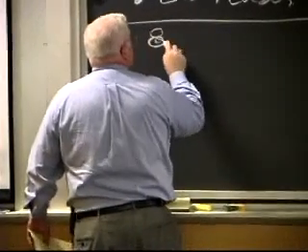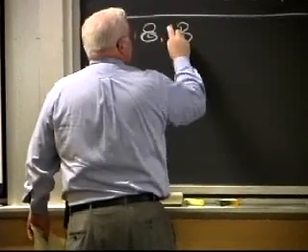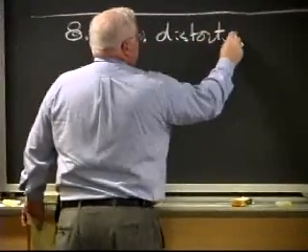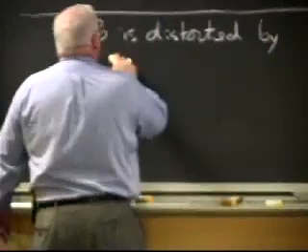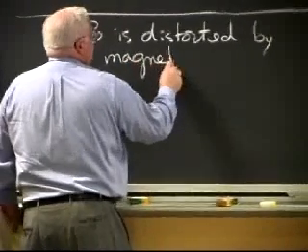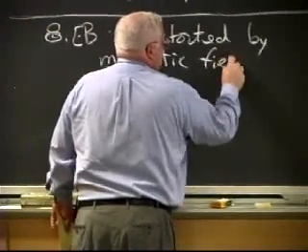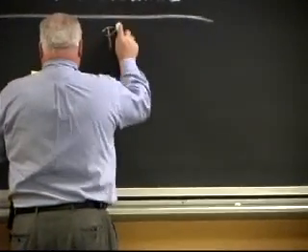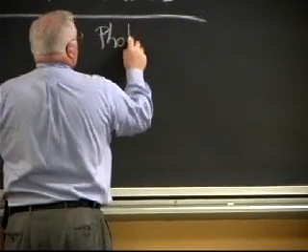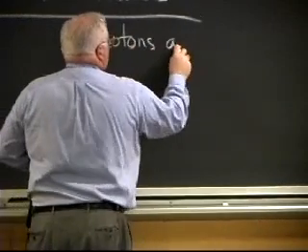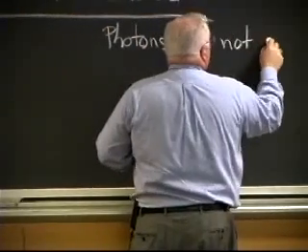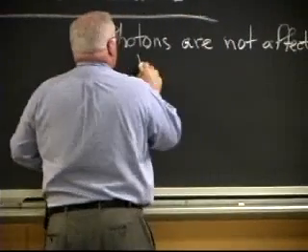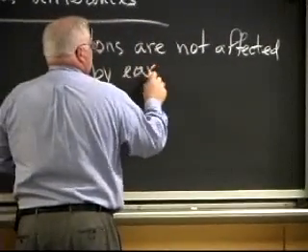Electron beams are distorted by magnetic fields, and lasers, photons, are not affected by earthly fields.